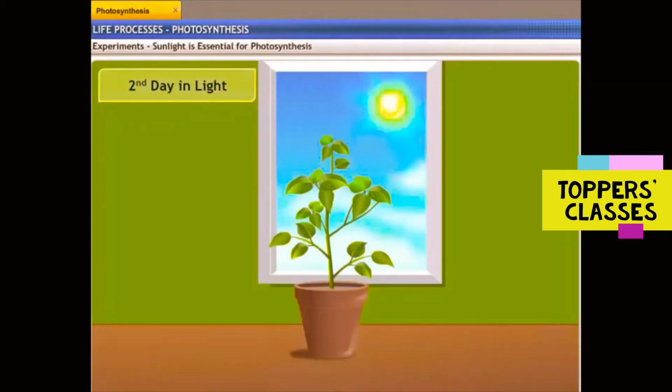Well, actually sunlight is essential for the process of photosynthesis. Let's try this experiment to prove it.